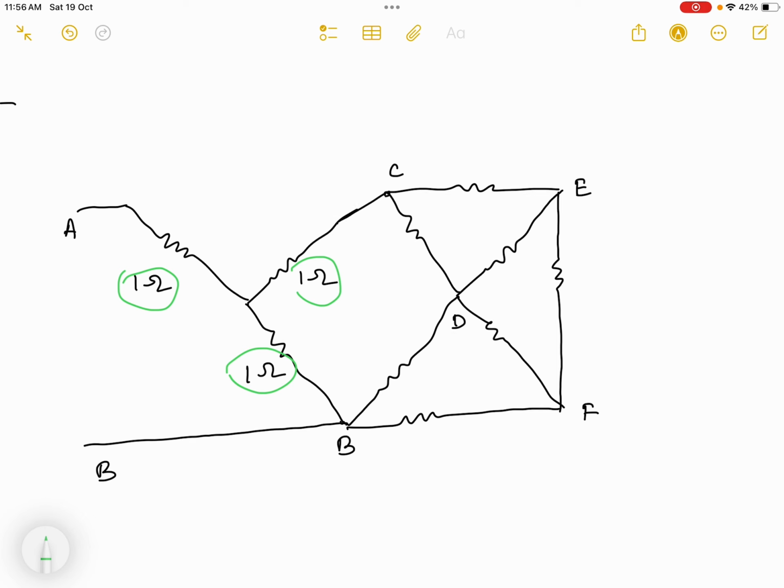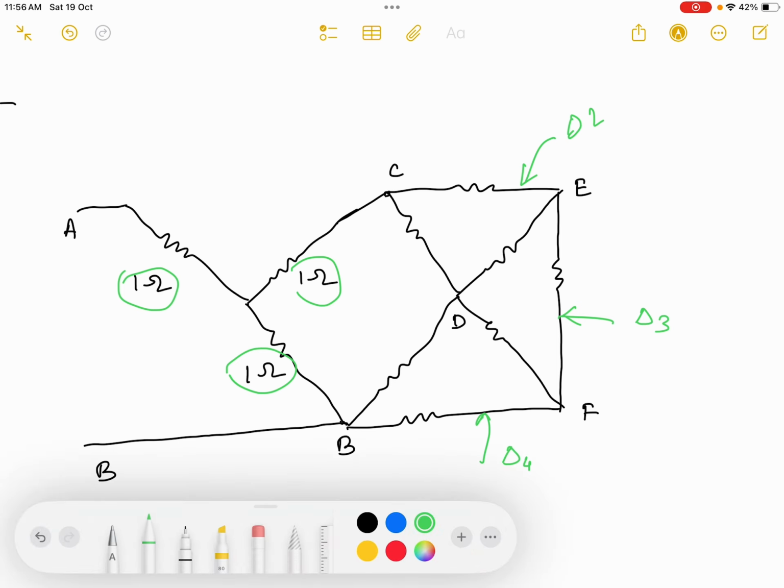Now you can see there are more deltas. Here you can see another delta, like this is delta 2, this is your delta 3, this is your delta 4. Now which delta will we decompose so that our computational effort will be less? In my opinion, I will go for delta 2, and I will decompose that delta into star. When I am decomposing, I will keep this node number same.